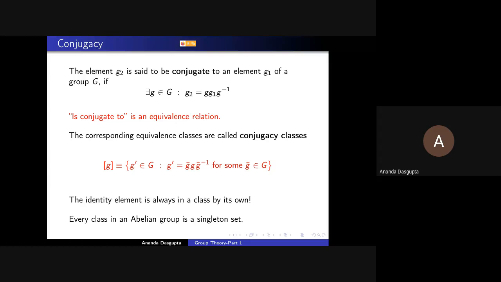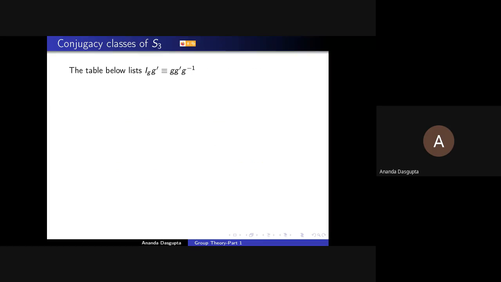In a general non-abelian group, you will have different sizes for classes. By the way, this again does not mean that if you have a non-abelian group, the only element which can be in a class of its own is the identity. There may be other elements as well. I will just give you an example or a couple of examples of that.